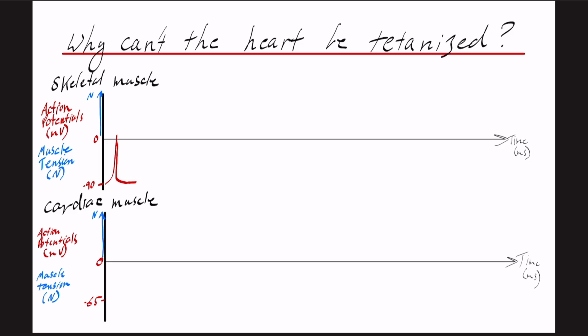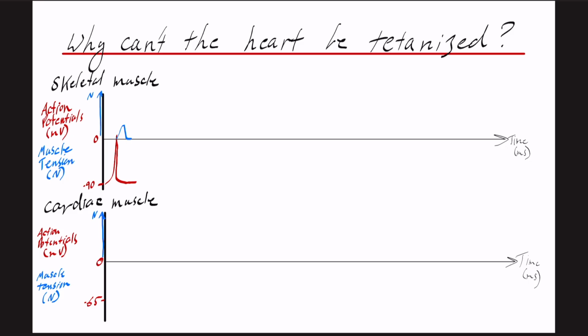Just after the peak of the action potential, you'll start to see the beginning of muscle tension as it ramps up, as our myosin-actin complexes start to engage. Then the peak tension will occur slightly after the peak of the action potential, so there's a slight delay here. But with this tension, it's still not a very strong response.